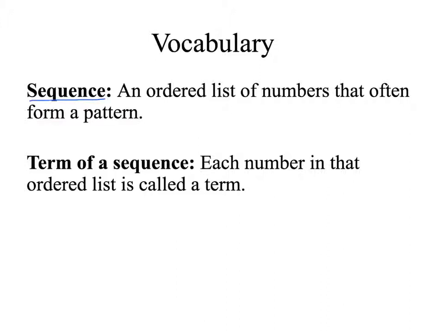Okay, starting easy with some vocabulary. So we have a sequence. It's just an ordered list of numbers that often form a pattern. So you've done these before, like 2, 4, 6, 8, ... That's a sequence, just a sequence of the even numbers. Terms of a sequence: each number in that ordered list is called a term. So they're all going to have a number. This is term 1. Okay, this is term 1. This is term 2. This is term 3, term 4.